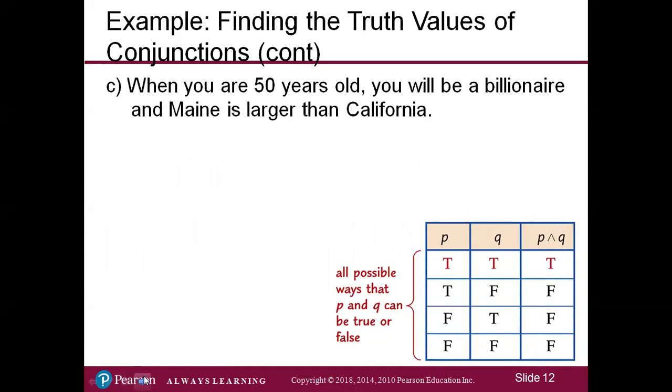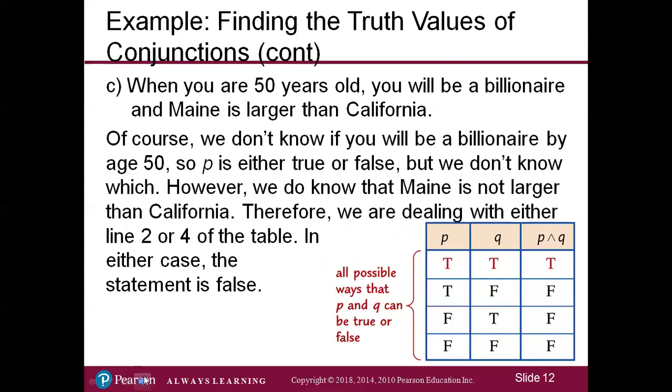When you are 50 years old, you will be a billionaire, and Maine is larger than California. Of course, we don't know if you'll be a billionaire by 50, so P is either true or false, but we don't know which. However, we do know that Maine is not larger than California. Therefore, we are dealing with either line 2 or line 4 of the table. In either case, the statement is false.